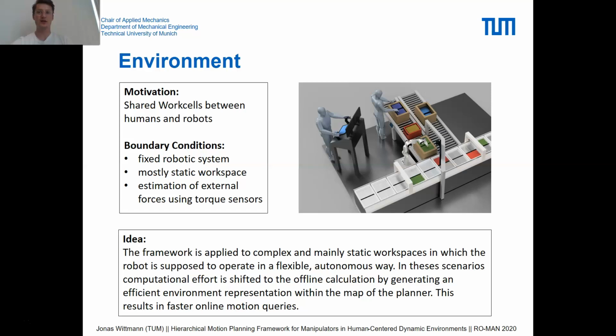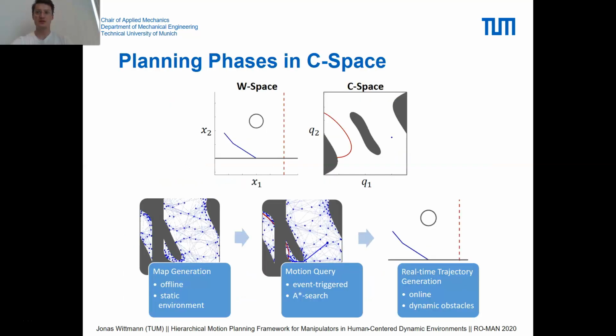external forces. The basic idea of the presented framework is to shift computational effort to the offline calculation phase by generating an efficient environment representation within the map, which in turn results in faster online motion queries. The task that is assigned to the manipulator consists of reaching a fixed pose formulated in the robot's task space with a feasible trajectory respecting its kinematic and dynamic limitations.